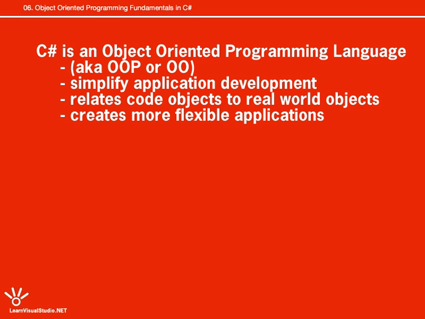C# is an object-oriented programming language. Object-oriented programming is a mindset or a philosophy of programming that attempts to simplify the creation of complex applications by relating things in code to their counterparts in the real world.